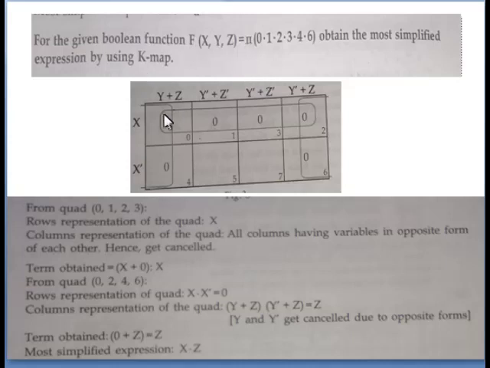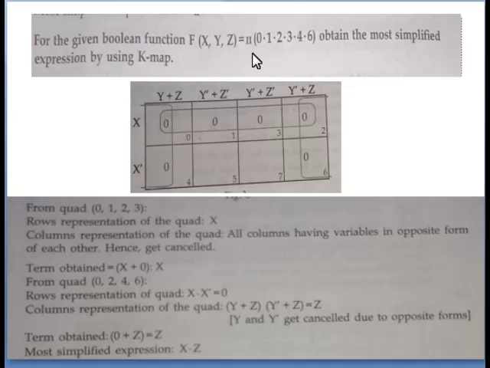So the first variable is for the rows and the other two variables are for the columns. Here there is no expression; here they are given the cell numbers. If the given cell numbers are in product of sum form, before the numbers they give a symbol, that is pi. In sum of product the symbol is sigma, and in product of sum the symbol is pi. If pi is there, it means product of sum. If it is sigma, then it means sum of product.